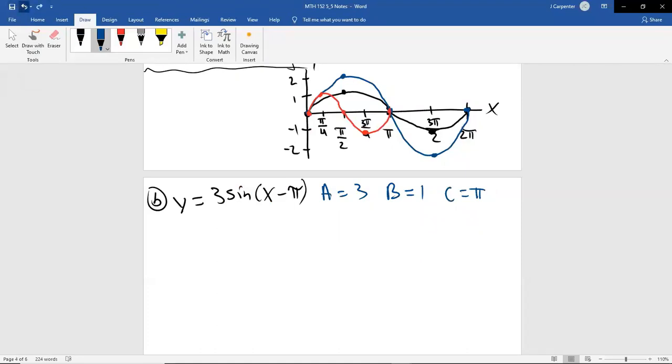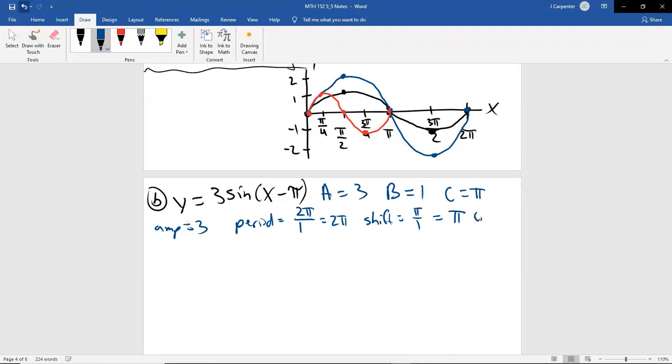All right, so since the A is 3, the amplitude is 3. Since the B is 1, the period is not just 1, it's 2 pi, the original period of sine, divided by the B, which is 2 pi. The shift factor is the C over the B. C is pi over B, which is 1. And again, this is shifting right, so these signs are correct.